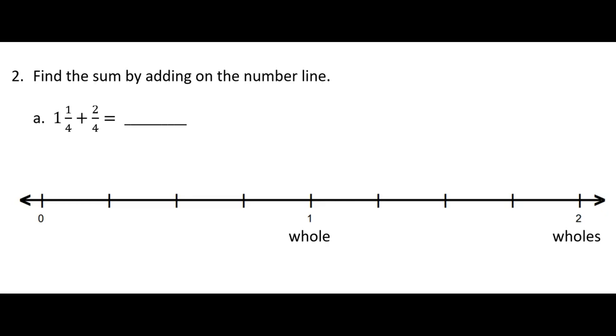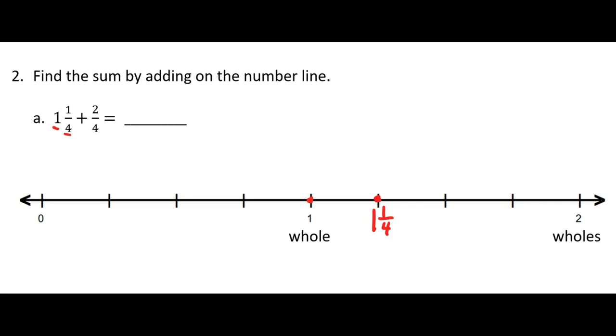In this section, we're going to model our addition on a number line. My first problem is 1 1/4 plus 2/4. My first step would be to find 1 1/4 on the number line. Well, 1 is my whole number, and then I have 1/4 beyond that. I'll start by finding my 1 whole on the number line. Here's my 1 whole, and all I need to do is move 1/4 beyond that. This mark is my starting point, 1 1/4.